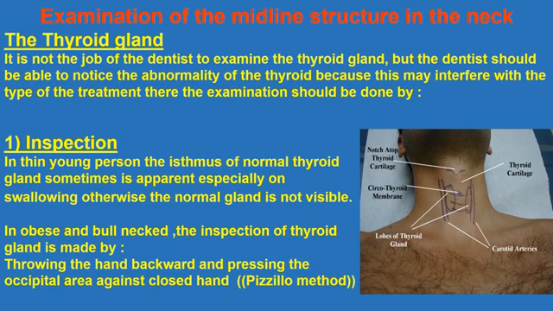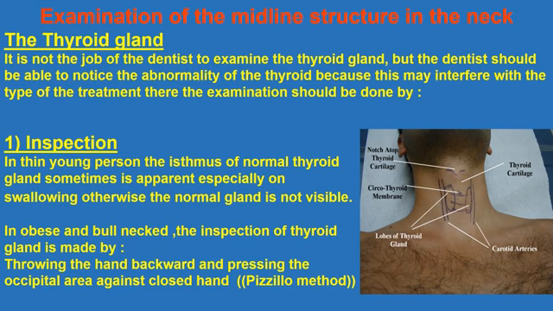Examination of the thyroid gland should be first by inspection. This process is easy if the person is thin and young, because the isthmus of the normal thyroid gland will be clear and apparent, especially when you ask the patient to swallow. Otherwise, the normal gland is not visible, like in the obese patient.